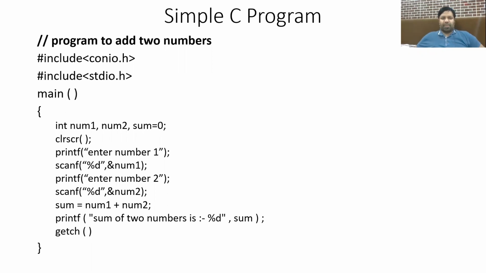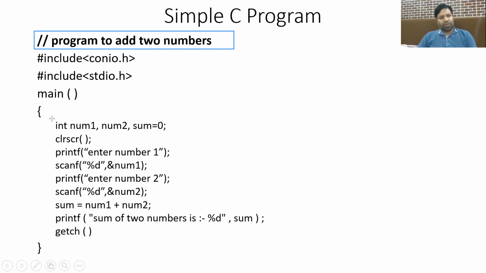So here is a simple C program that is used to accept two numbers. Now let's have a look at this program and how this program actually works. Some of these lines are clear to you. This line starts with //, and hence this is a comment.